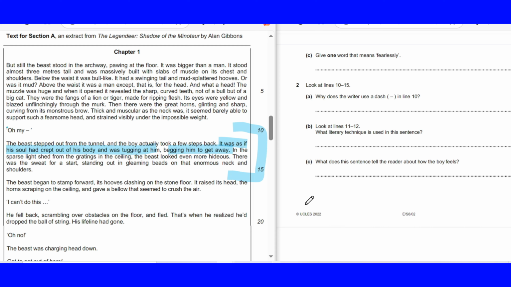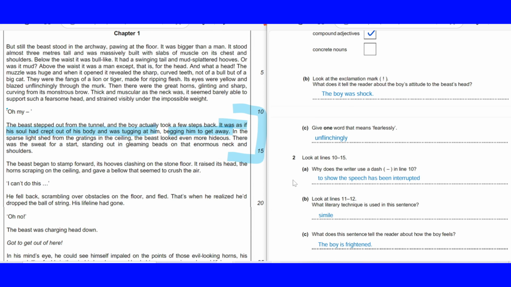Okay, let's check out the answer, guys. So the boy is frightened, of course. It was as if his soul had crept out of his body. Oh, the boy is terrified. Alright. If you have any other possible answer, please write down in the comment section. We know it will be helpful for others.